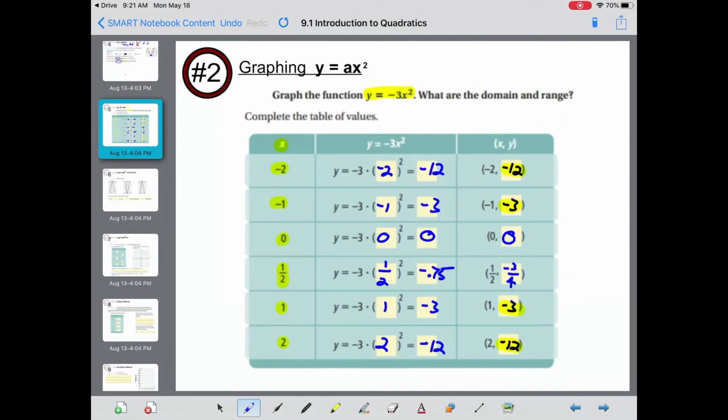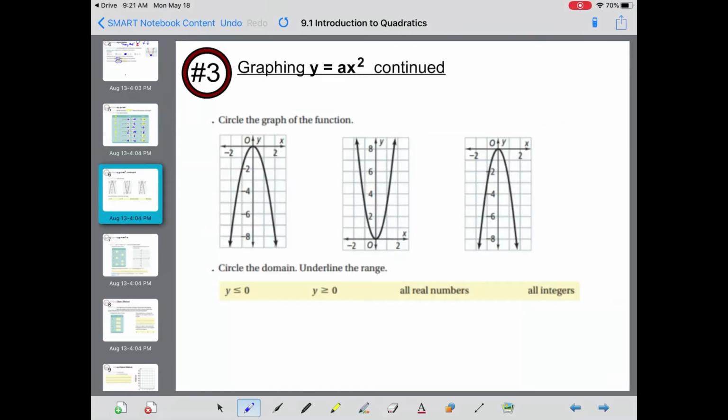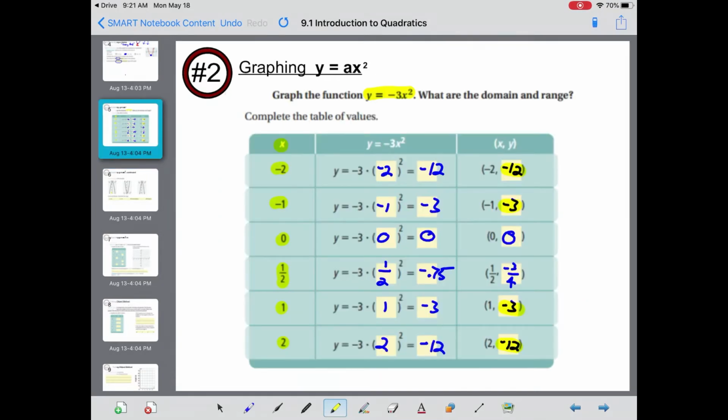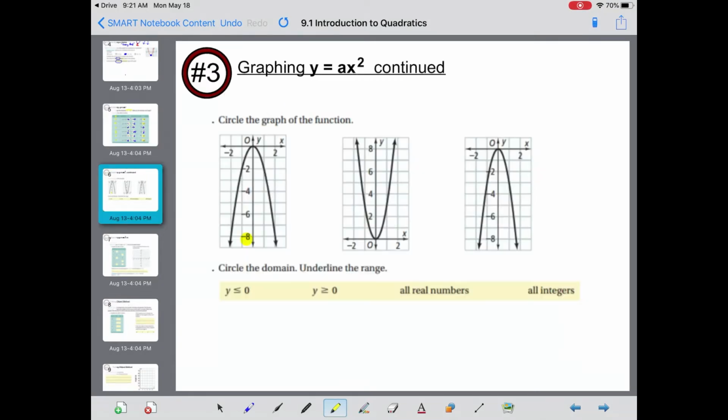So on the next page, or on the bottom of your page, they want us to determine which of the graphs is the correct one for this table that we just completed. So we're looking for -2, -12, which actually goes off the page because we don't go that far down. It only goes to -8. So we're looking for -1, -3. Left 1, and that's at -2.